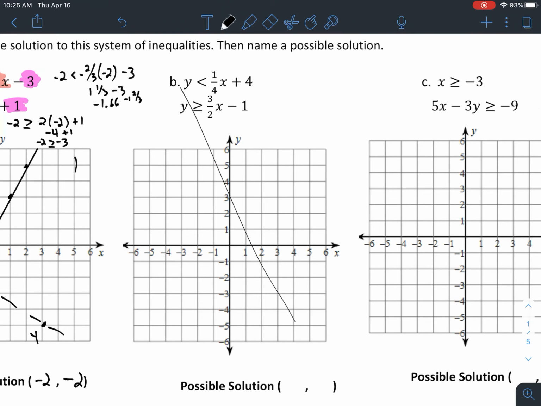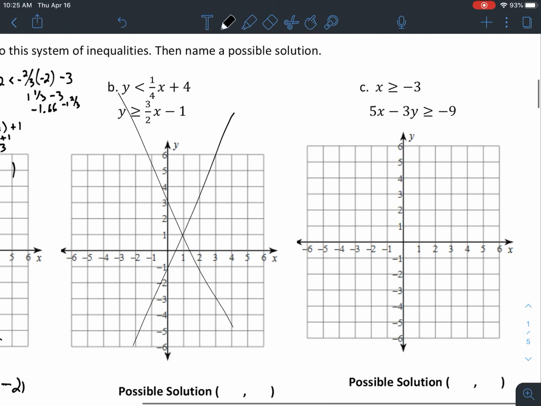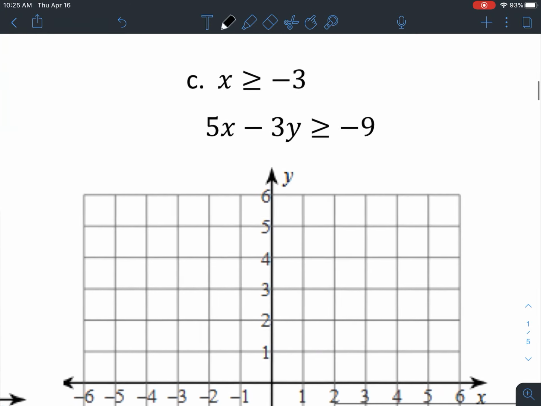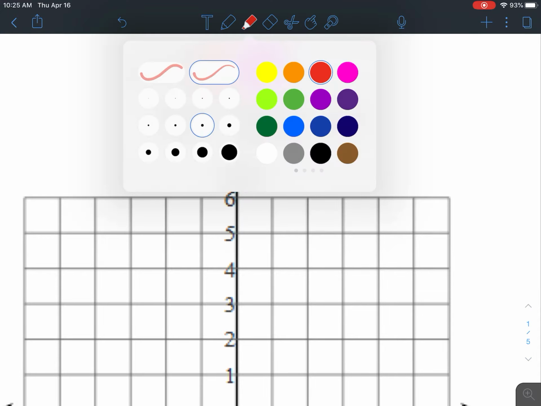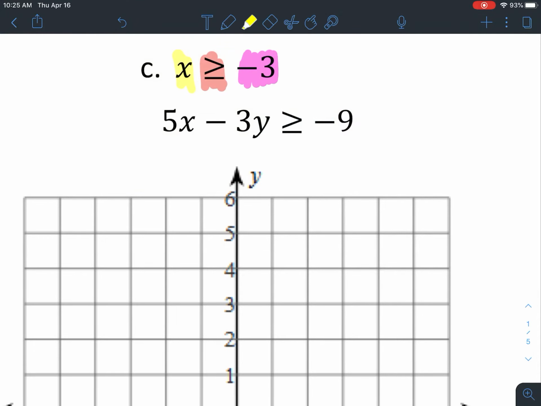Let's skip B. I'm going to do letter C because I want to make sure you guys understand how to do this one here. So let's look at this first part here. This first part here is a little trickier. You have that, and that for this one around.